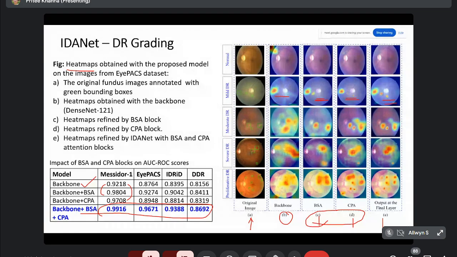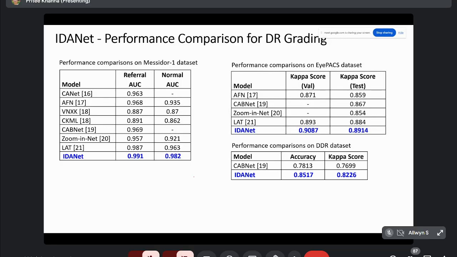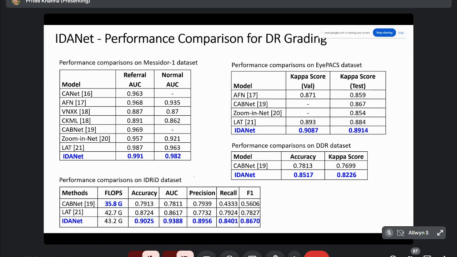Now we come to the results where the comparison is being made. You can see the comparison on Messidor, IDRiD, and DDR, as well as other datasets. We are using different parameters, and we had to do it because in these papers they have shown performance on these parameters only. So we wanted to compare them on the same level.